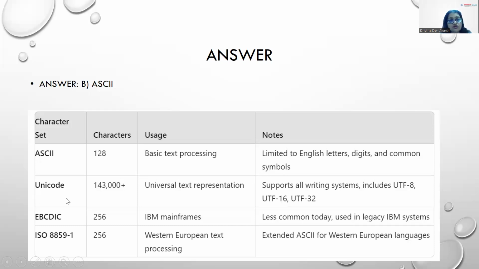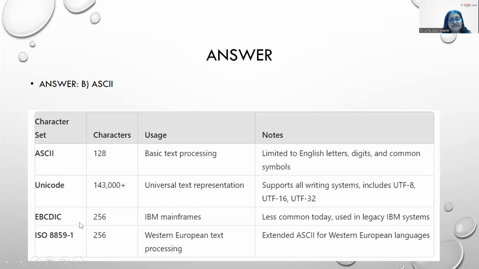Next, if you see what the others represent, ASCII uses 128 characters and it's used for basic text processing. Unicode is called universal text representation. So it has 8-bit, 16-bit, 32-bit representations, and it has a code for everything, including all the special characters. 143,000 plus characters are there in Unicode. So it is an advanced encoding standard compared to ASCII. But still ASCII was formed earlier and it is still prevalent in most of the systems.